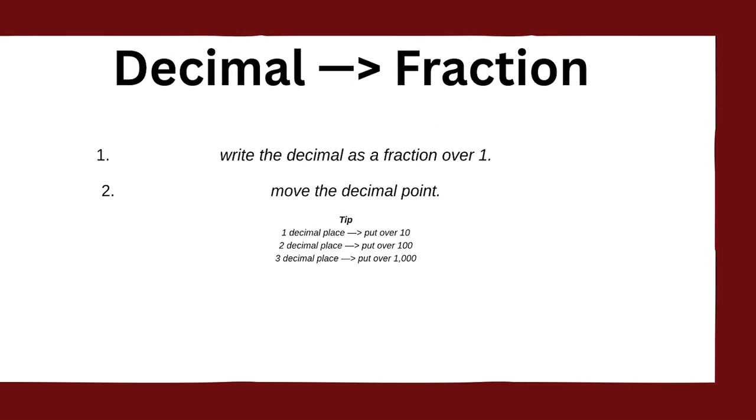But now, what if I want to change my decimal into a fraction? I'm just going to write that decimal as a fraction over 1, but there's a catch. I'm going to have to move that decimal point. So if I have 1 decimal place, I'm going to put that over 10. If I have 2 decimal places, I'm going to put that over 100. And if I have 3 decimal places, I'm going to put that over 1,000.